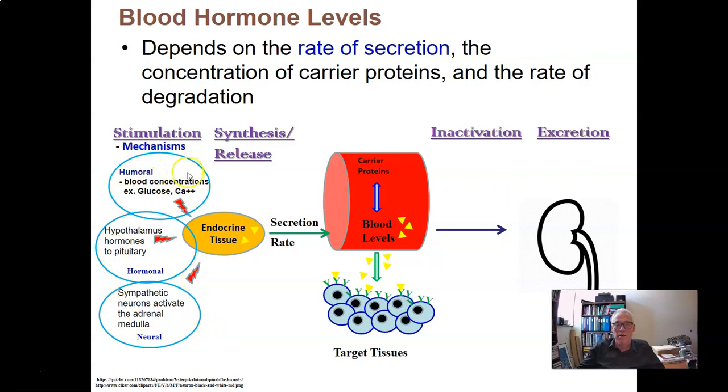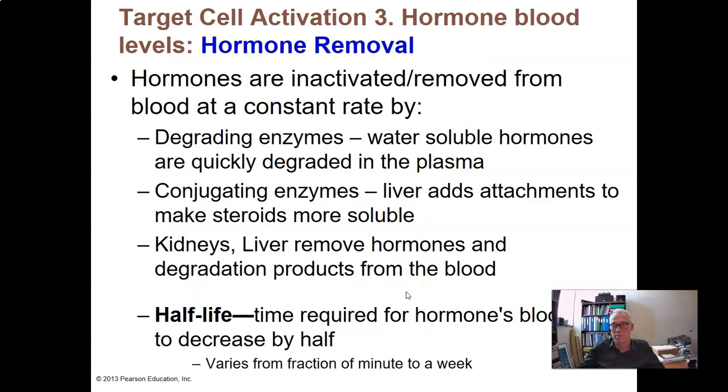So we have three mechanisms, three types of stimuli that can activate endocrine tissue. Increasing synthesis and release of hormones elevates the blood concentration or blood level. That causes more hormone to diffuse over and activate more receptors, and we get a bigger hormone response. What about getting rid of the hormones? If we want to stop activating a particular hormone function, when we stop releasing hormones, they are quickly inactivated, or at least the water-soluble ones.